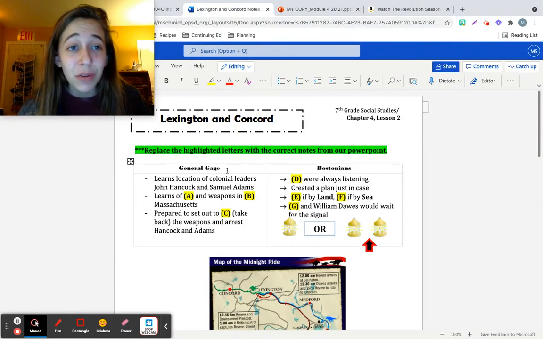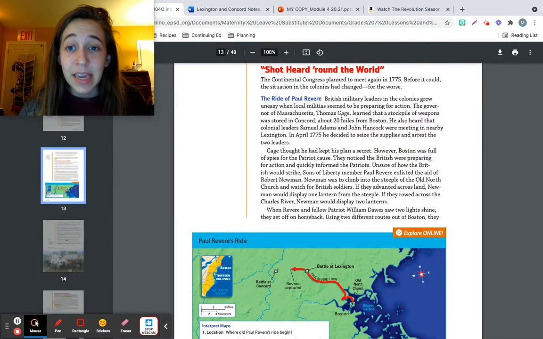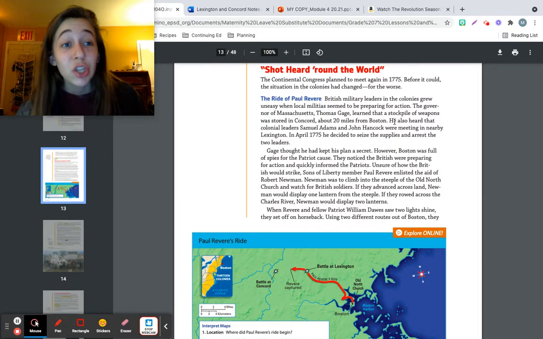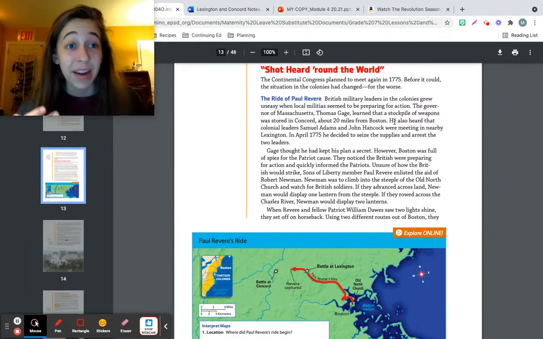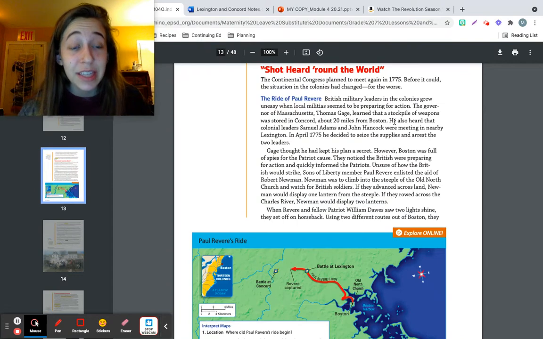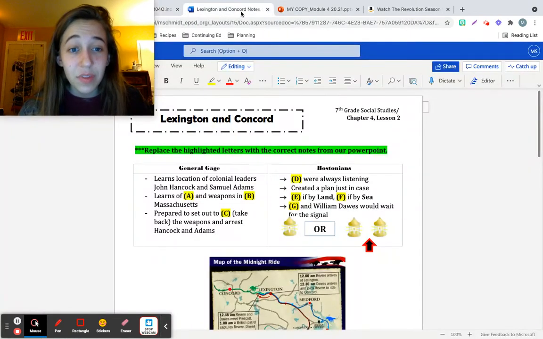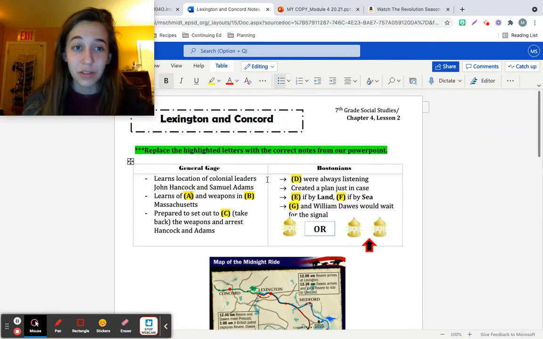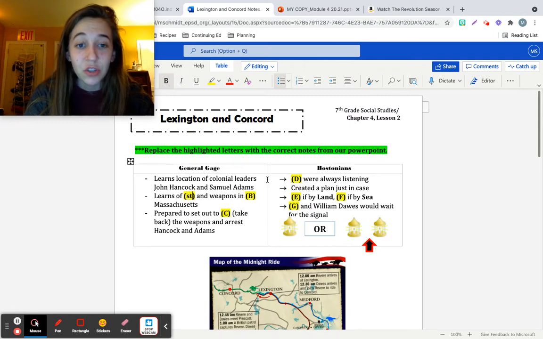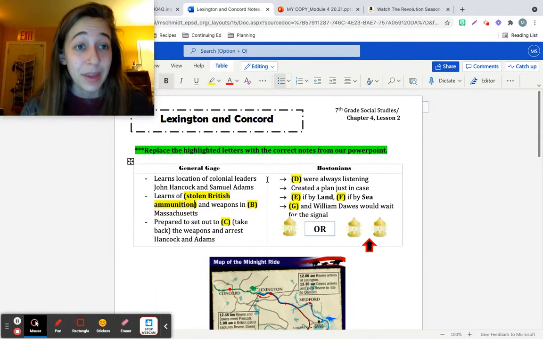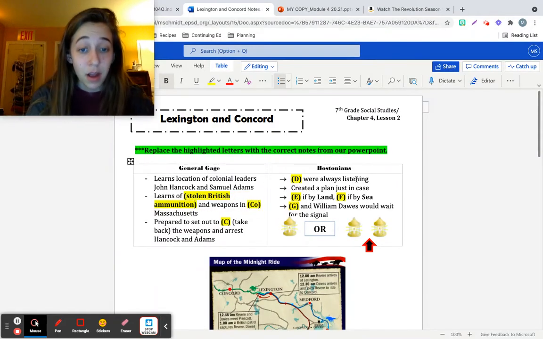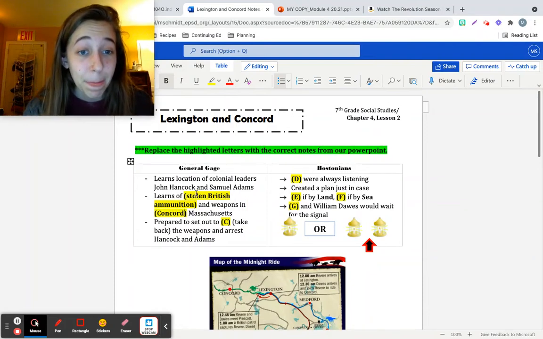So on this side, we have General Gage. And if you recall from what we just read, General Gage is the governor of Massachusetts, Thomas Gage. So this is the cause for this Battle of Lexington. Thomas Gage learns of stolen British ammunition. So we're going to replace letter A with stolen British ammunition and weapons in Concord, Massachusetts. Okay?